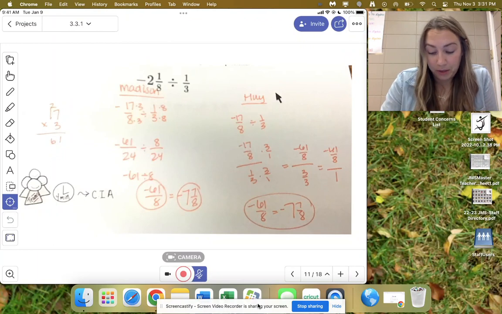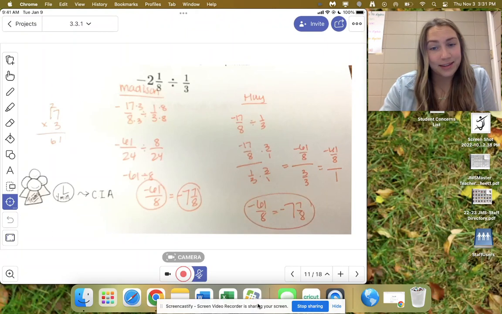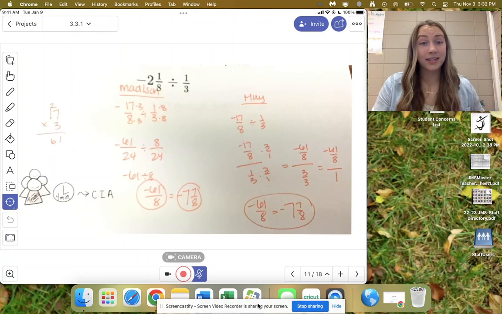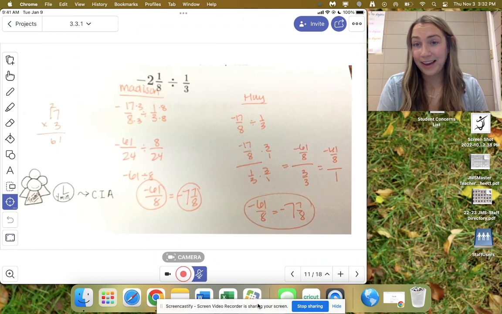And then I also showed you Huey's way, which is the giant 1. So if I'm dividing by 1/3, I multiply by 3 over 1, both the denominator and the numerator. I end up getting 3 over 3 on the bottom here, which just equals 1. So I end up with negative 61 over 8, which should look familiar from over here. And then that's the same thing, negative 7 7/8. So either way, that should have been the answer that you got. And again, if you did Ramona's way, yay, you.